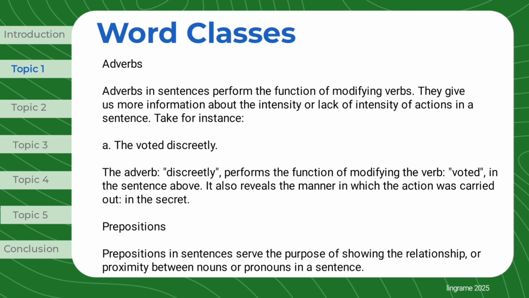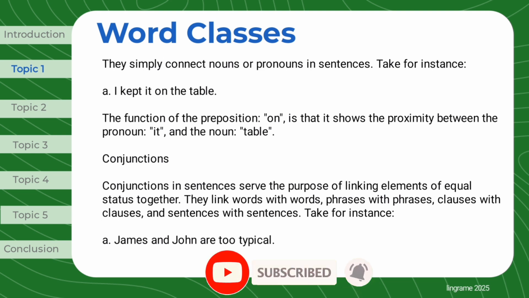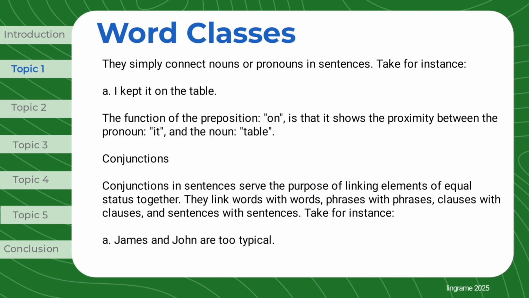Prepositions. Prepositions in sentences serve their purpose of showing the relationship or proximity between nouns or pronouns in a sentence. They simply connect nouns or pronouns in sentences. Take for instance, I kept it on the table. The function of the preposition, on, is that it shows the proximity between the pronoun, it, and the noun, table.